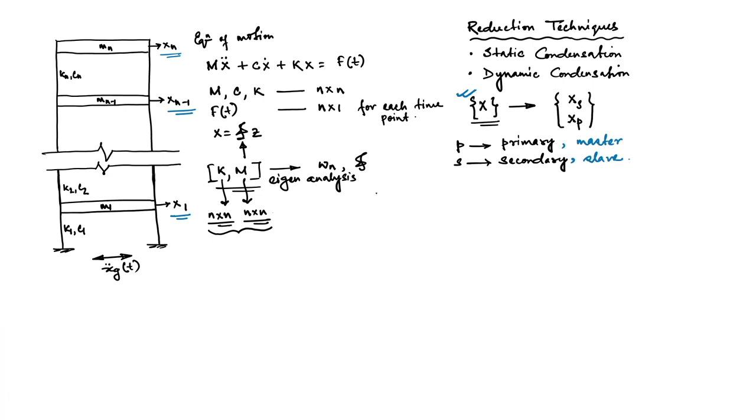So, our first technique is what we call static condensation. As the name suggests, we consider the static equilibrium equations. As you know, this is Kx equal to F. Now, if I slightly modify this equation in terms of master and slave, then obviously, first thing we do, we split x into two halves, x s and x p.